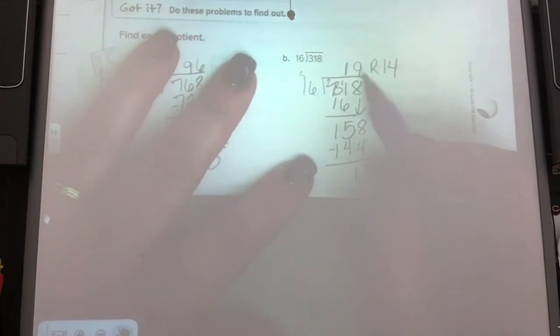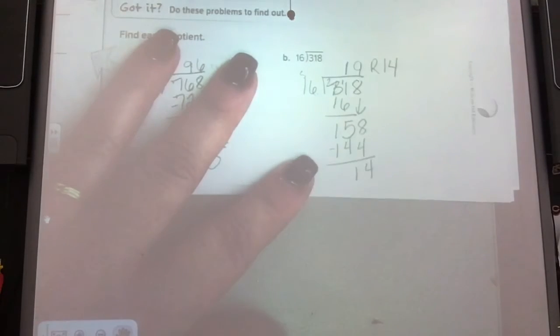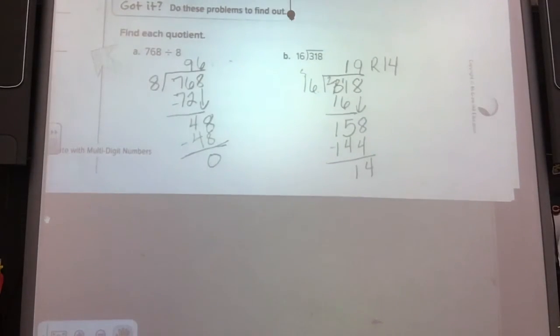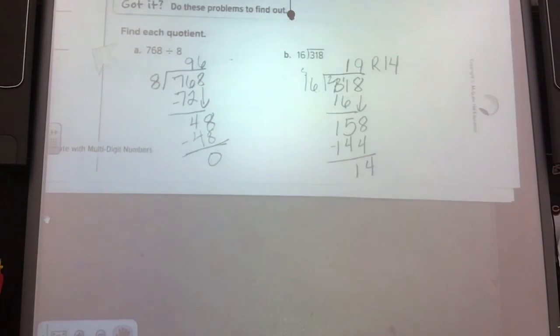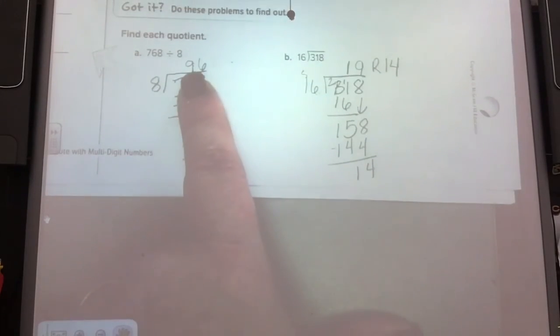Now, if you guessed wrong and this number was too high, just go back and raise that up a number. You might have to raise it 2 numbers. But sometimes you're going to have to guess and check with these bigger numbers, okay? So don't be afraid to do that. Just make sure that when you subtract and you bring down, these numbers are smaller than what you have over here. If they are, then you're correct. If not, you got to raise this top number up a number.